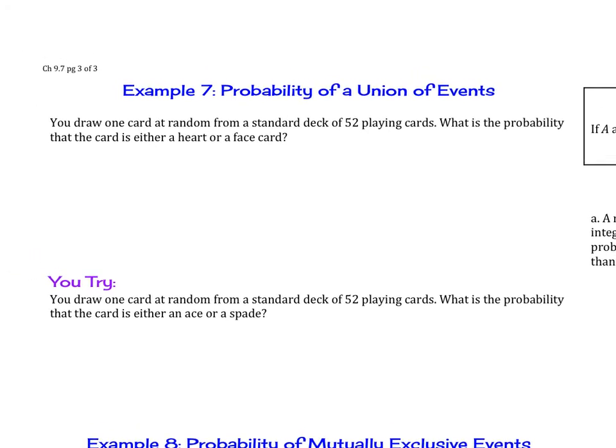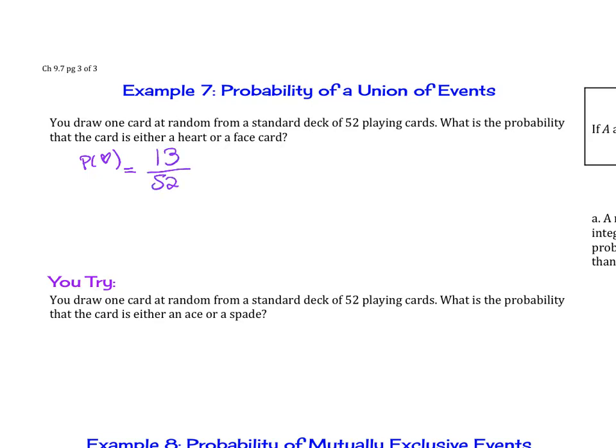You draw one card at random from a standard deck of 52 playing cards. What's the probability that the card is either a heart or a face card? So just like the example I was stating. A heart, we know the probability of a heart. There are 52 playing cards, right? So hearts, there are 13 hearts. And then the probability of a face card, there's 3 cards in each suit, so 3 times 4, there are 12 face cards out of 52.